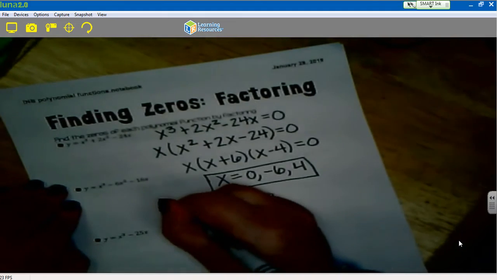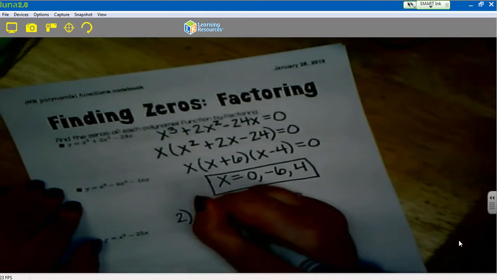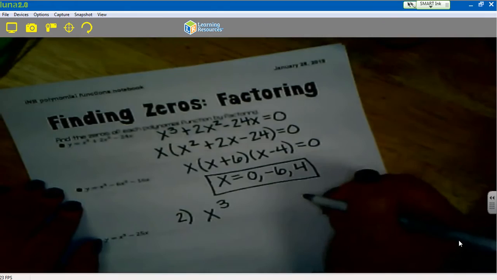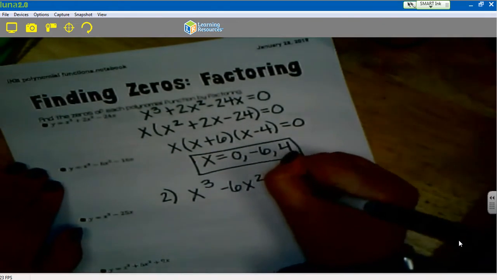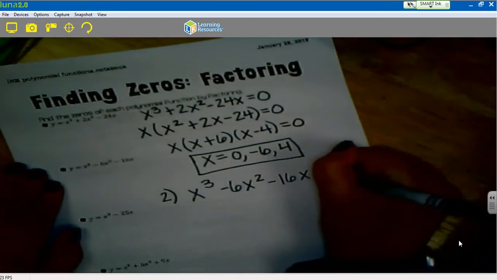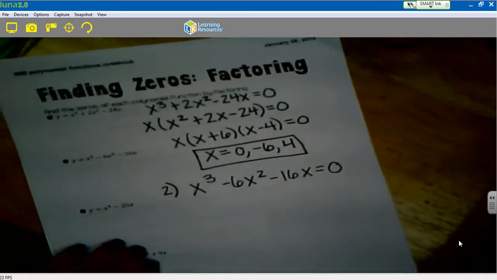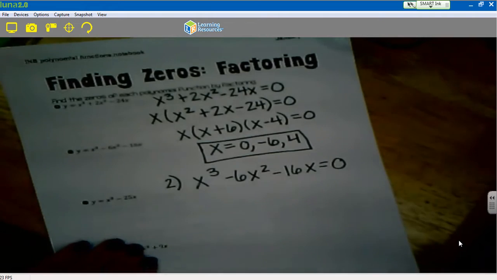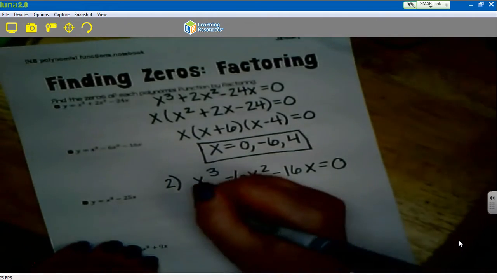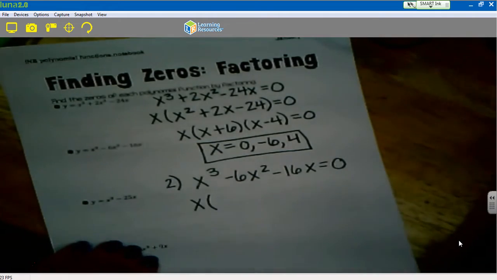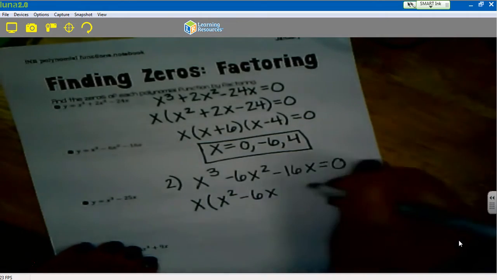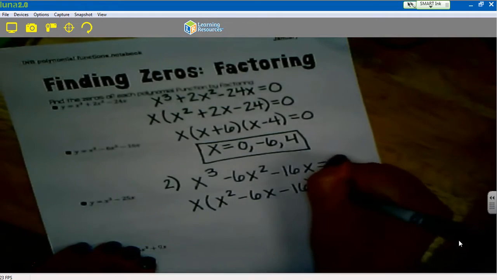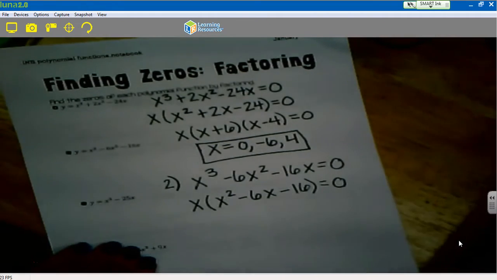Okay, number 2. We have x to the third minus 6x squared minus 16x. Again, we're going to set this equal to 0. Common factor is an x. That leaves us with x squared minus 6x minus 16. That's equal to 0.